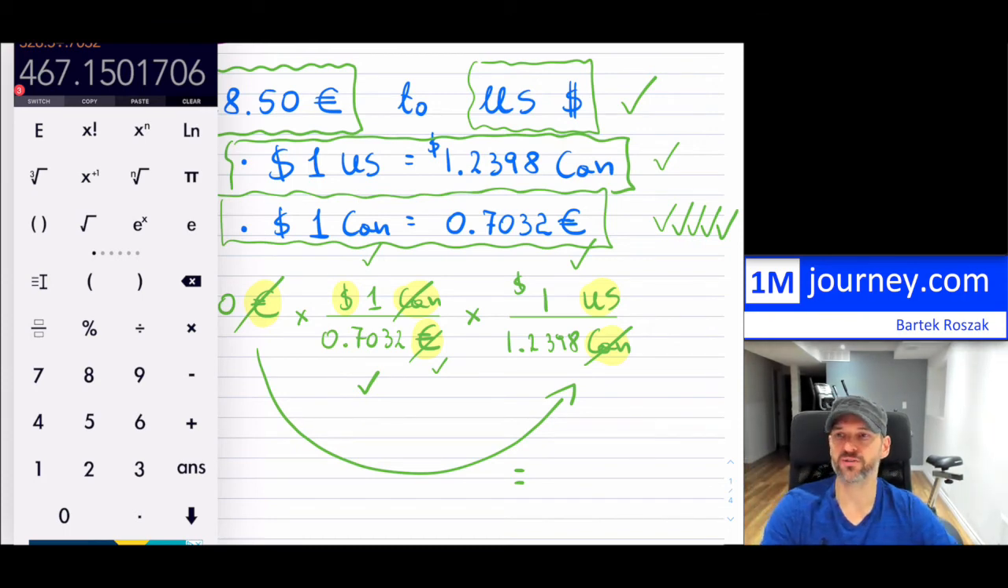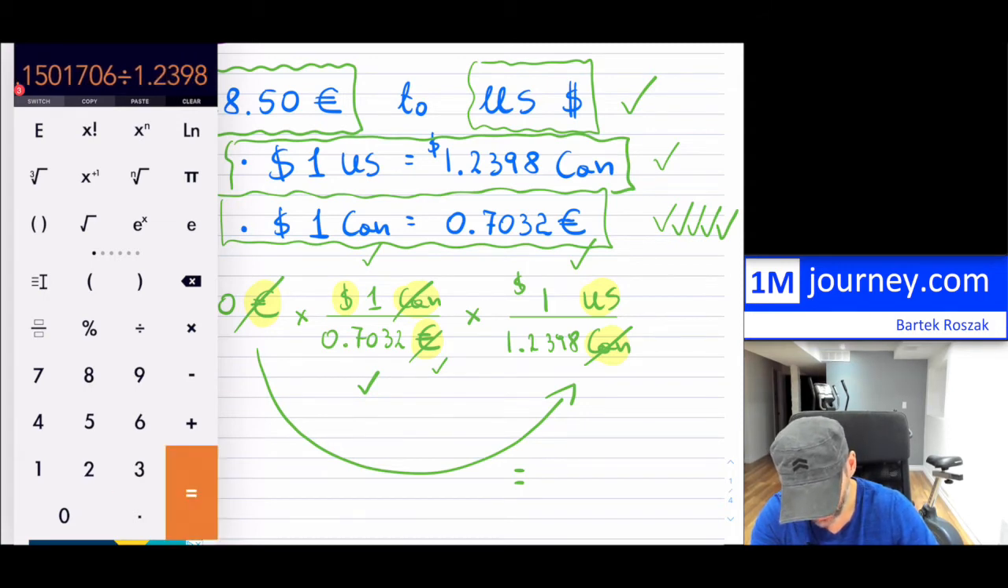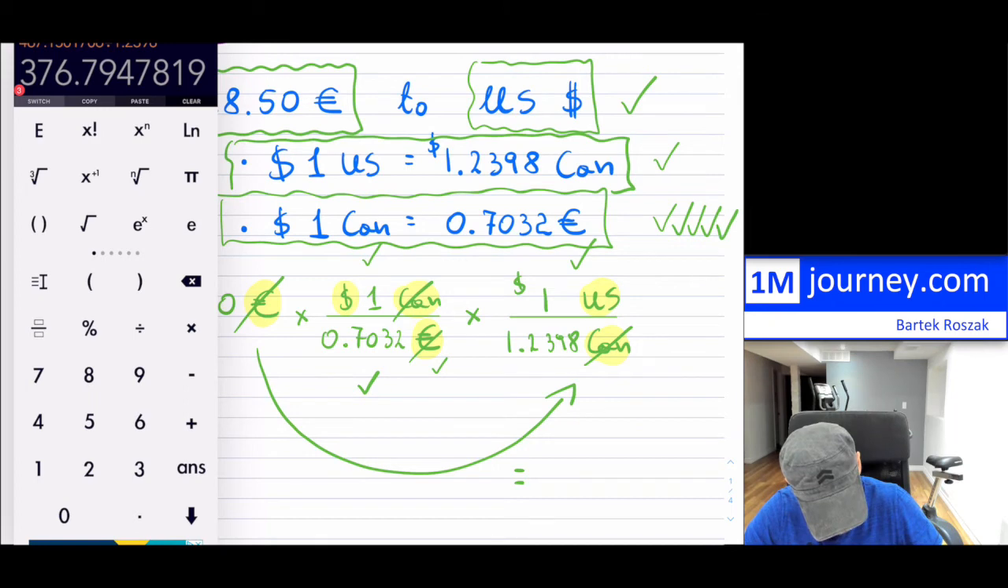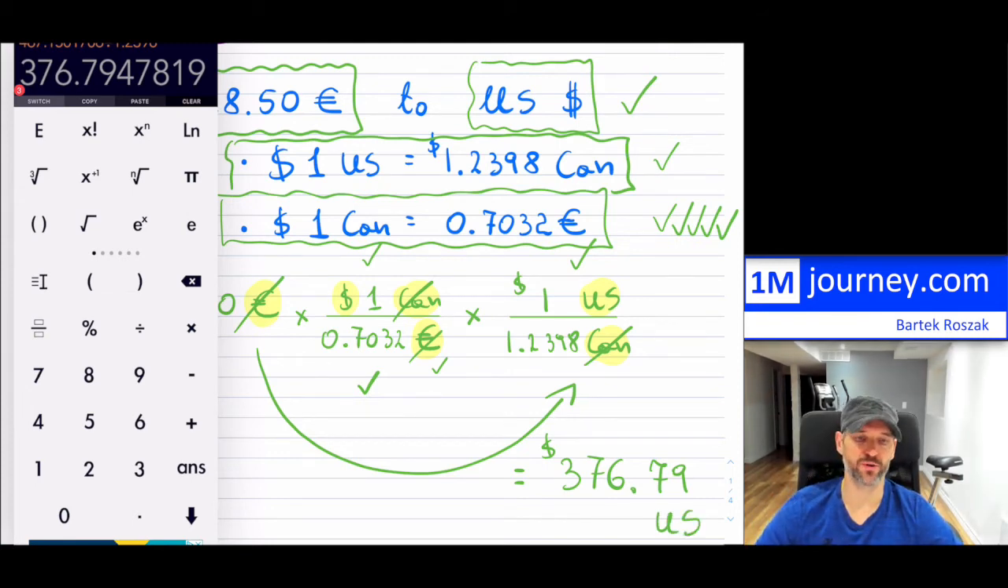Now, this would have been the conversion to Canadian dollars because that's after the first one. So now that answer that I have, I still have to divide. So don't round, just let the calculator keep it. And now I'm going to be dividing by 1.2398. Okay, and then that equals. So this is going to be 376. Now this I will round because it is money. So this is going to be 79. And this is US dollars. And that completes the actual conversion for me.